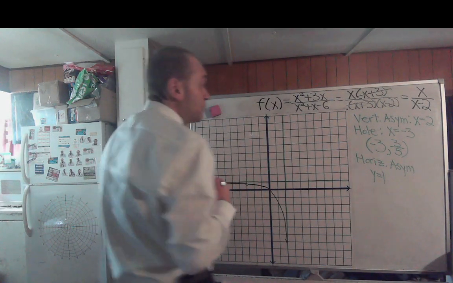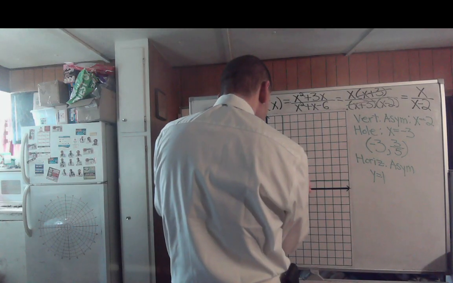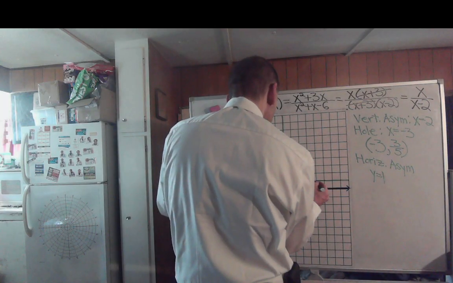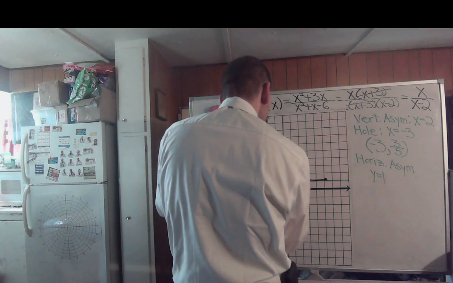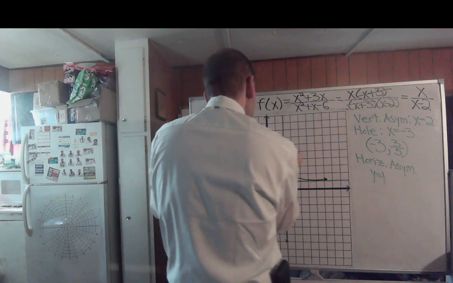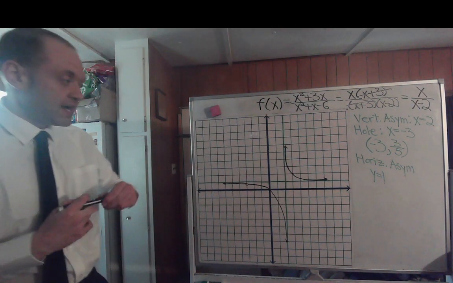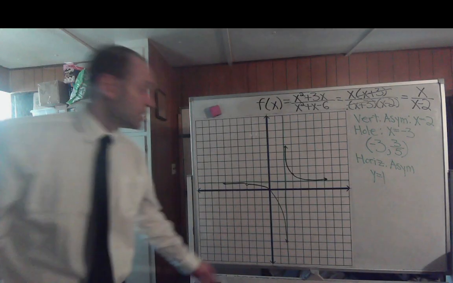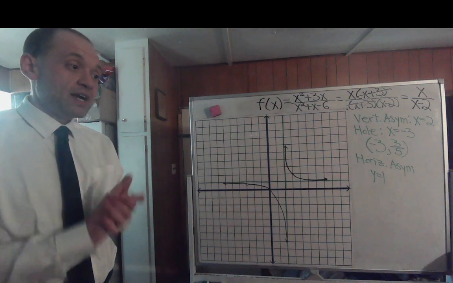Then let's put in 4. You would get 4 over 2, which is 2. And your graph is going to look like this. So it looks like the graph of a normal rational function, except with a hole. That's the difference. So that's it for graphing rational functions.